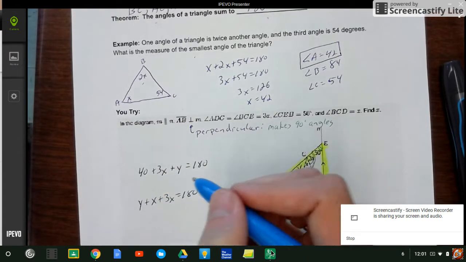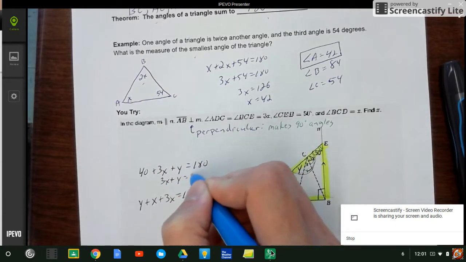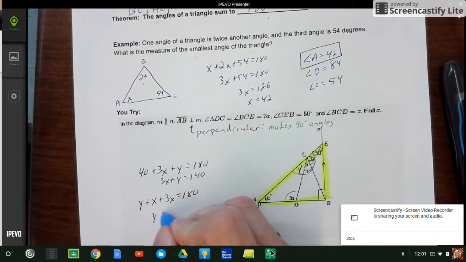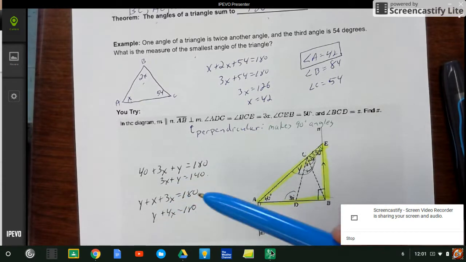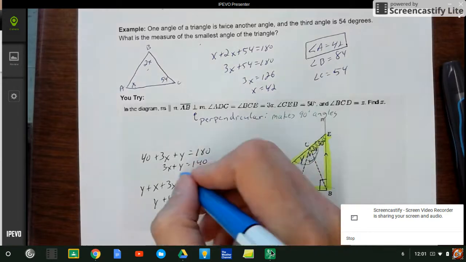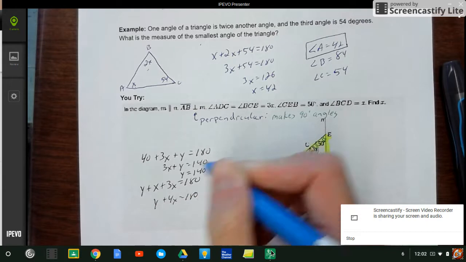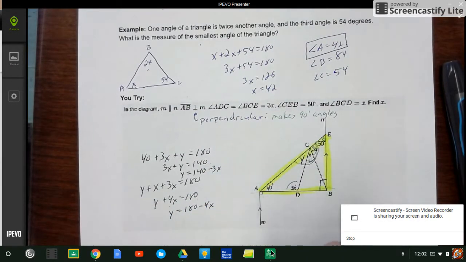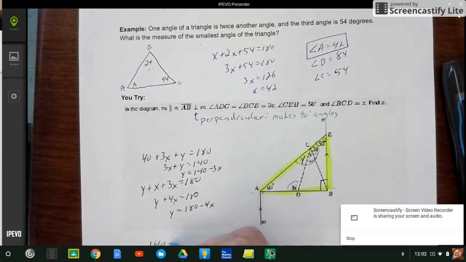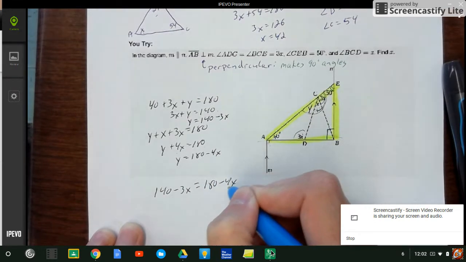When I put all that together, I get, you know what? Let's move the 40. 3x plus y equals 140. And this is y plus 4x equals 180. We have two equations with two variables. And I learned in algebra that I can solve that by substitution. If I move my 3x to the other side, this problem says that. If I move the 4x, this one says that. So now I could say 140 minus 3x is the same as 180 minus 4x.